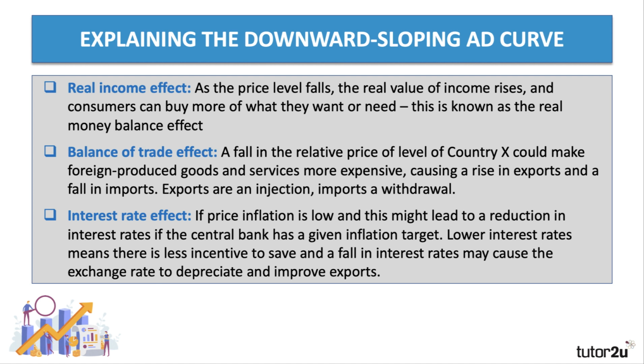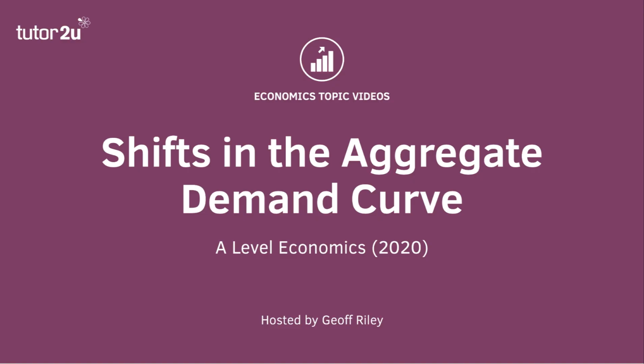So essentially three reasons why we can assume that the aggregate demand curve slopes downwards from left to right. In the next video, we'll think about what causes shifts in the aggregate demand curve.